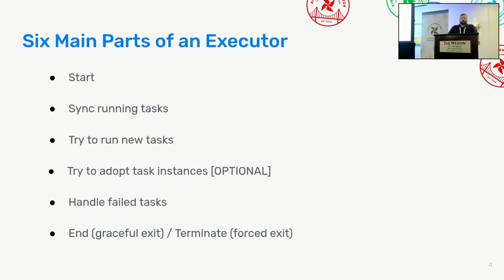All right, so when you're making a new executor, there's basically 6 parts to an executor, which are listed here. Your start method, obviously you have some sort of a startup. The next step, you're going to sync any running tasks. So you're going to go through any tasks that are already running, check the status and then update the status. So whether they've finished since the last check, whether they failed, whether they're still running, you're going to need to figure that out.